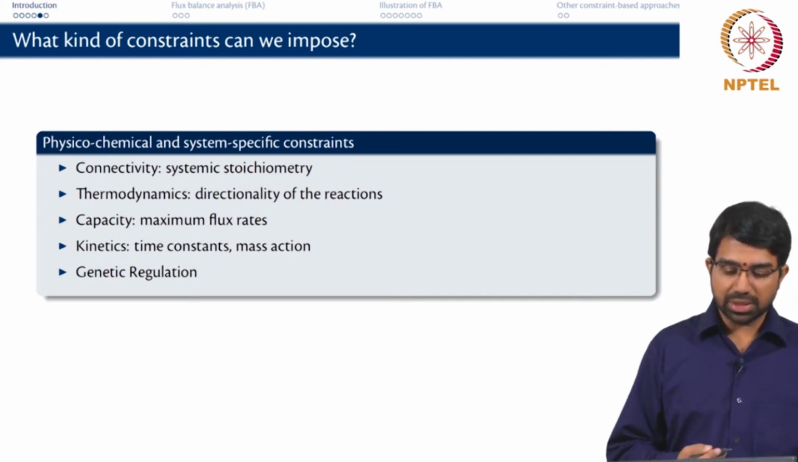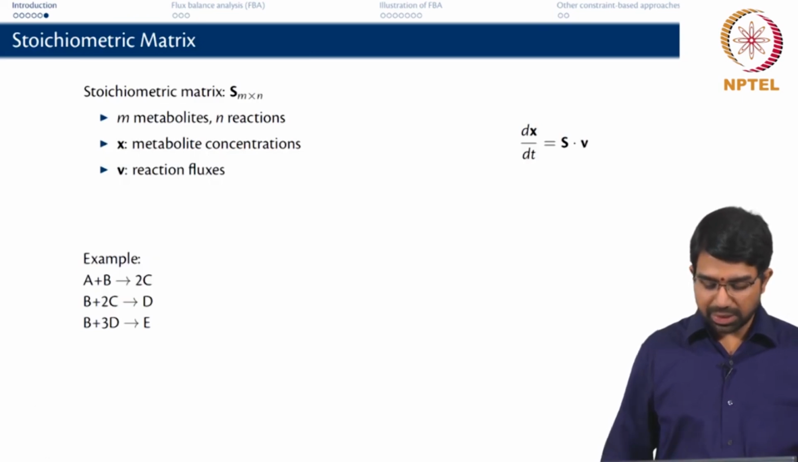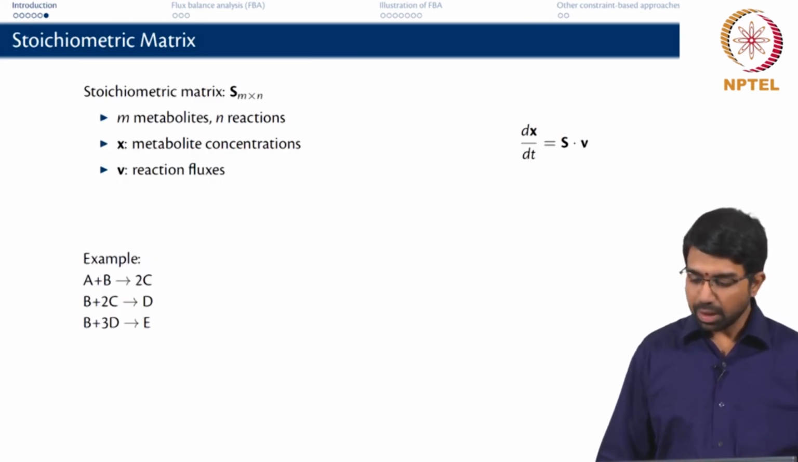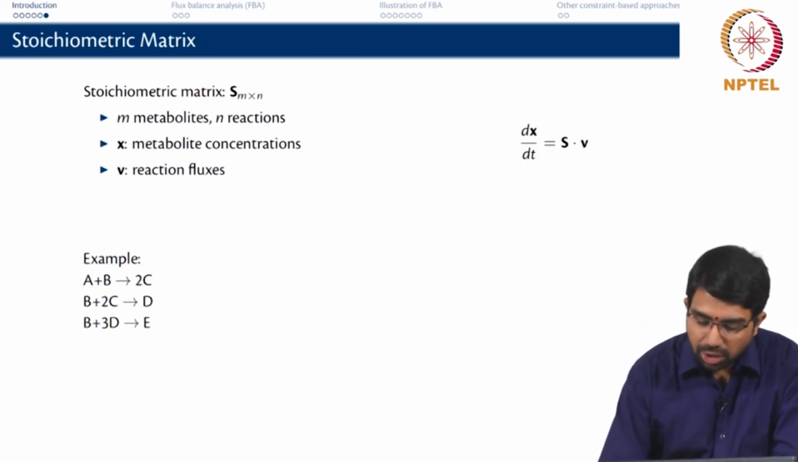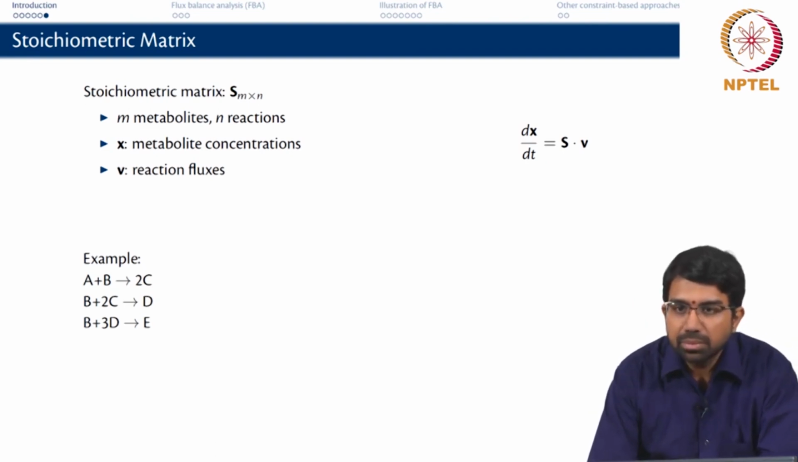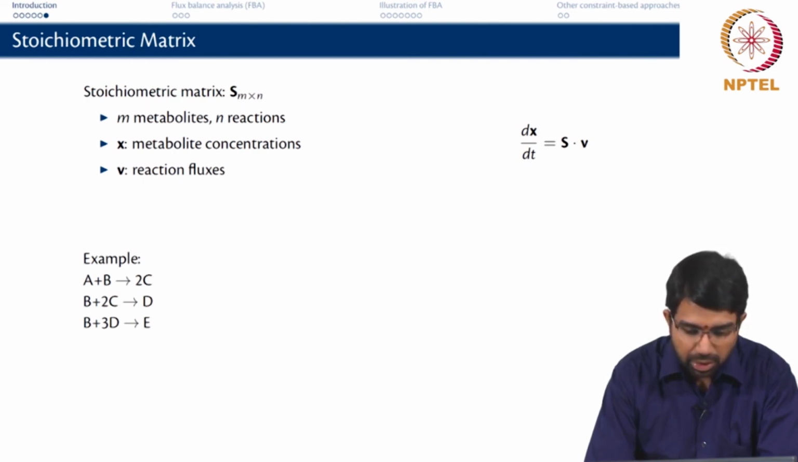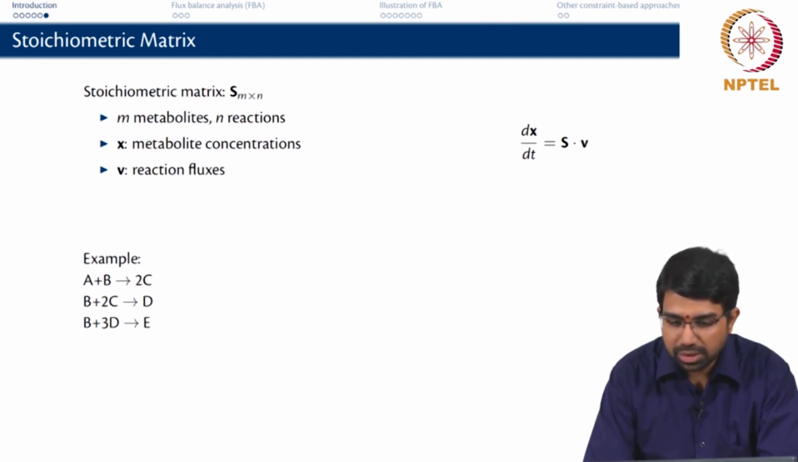So, what would this translate into in practice? We will see shortly. So, let us take a very simple example. What is the size of the stoichiometric matrix for this system? Five cross 3. You have 5 metabolites and 3 reactions, and you have a 5 cross 3 system.